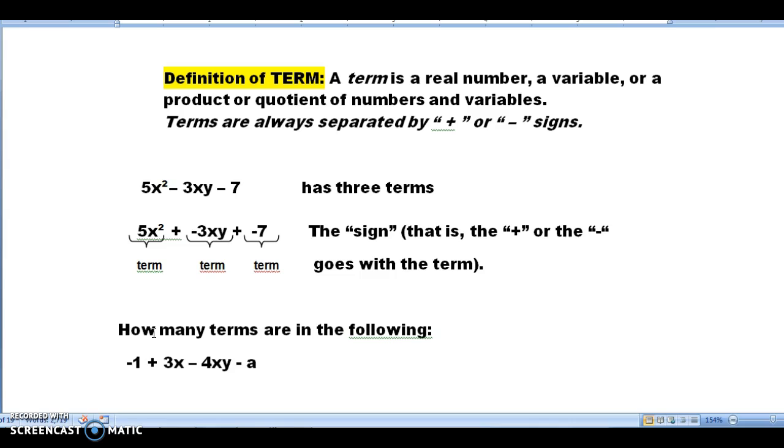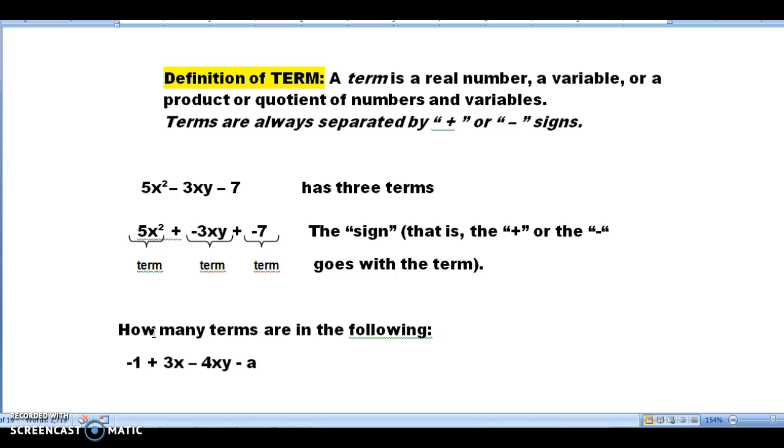So the next thing we're going to talk about is the definition of a term. A term is a real number, a variable, or a product, which means multiplication, or a quotient, which means division, of numbers and variables. Terms are always separated by plus or minus signs. So the first expression that you see there has 3 terms. The first term is 5x to the 2nd. The second one is minus 3xy, and the last one is negative 7. The sign always goes with the term. You have to use that sign that's in between them with it.